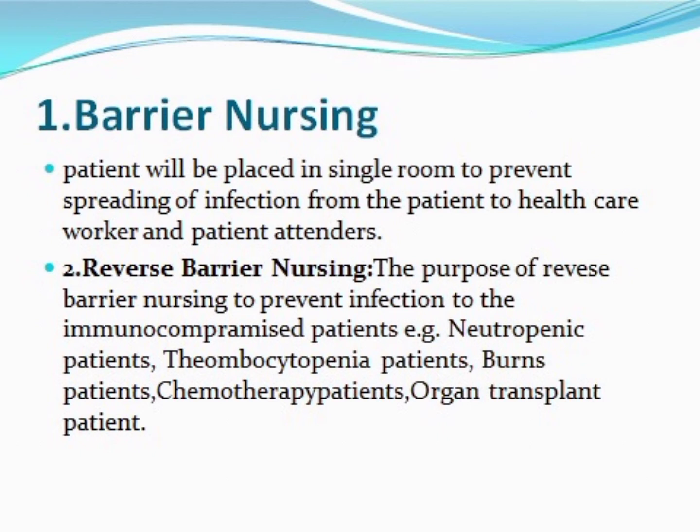And in reverse barrier nursing, the purpose is to prevent infection to the immunocompromised patient. For example, neutropenic patient, thrombocytopenia patient, burns patient, chemotherapy or organ transplant patient. So here the target is that the patient is immunocompromised, so infection should not spread from the healthcare workers or from other patients to the immunocompromised patient. So here we need to protect the patient from the infection. That is the target of reverse barrier nursing.